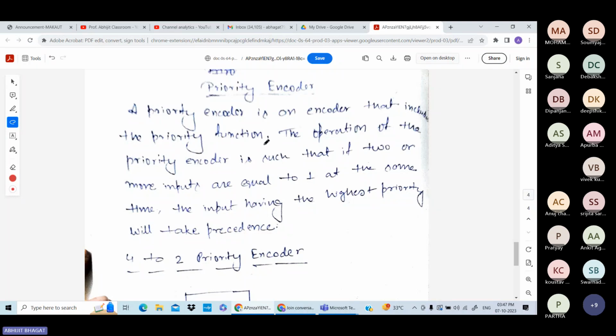Okay, so we set the priority. Next, the operation of the priority encoder is such that if two or more inputs are equal to 1 at the same time, the input having the highest priority will take precedence. Whichever input has the high priority, you will get the output according to it. Whatever inputs are 1, and whatever the priority is set, you will get the output according to the highest priority. So this is called a priority encoder.